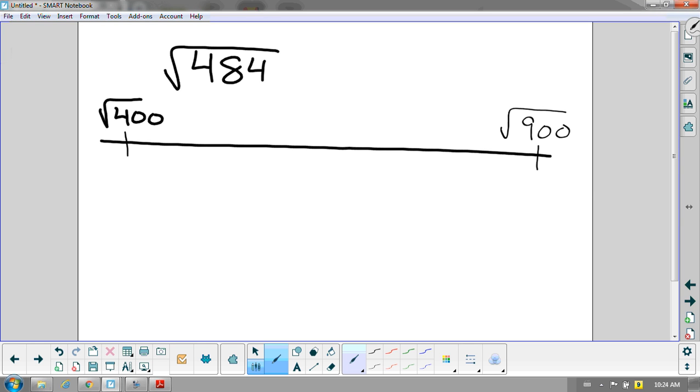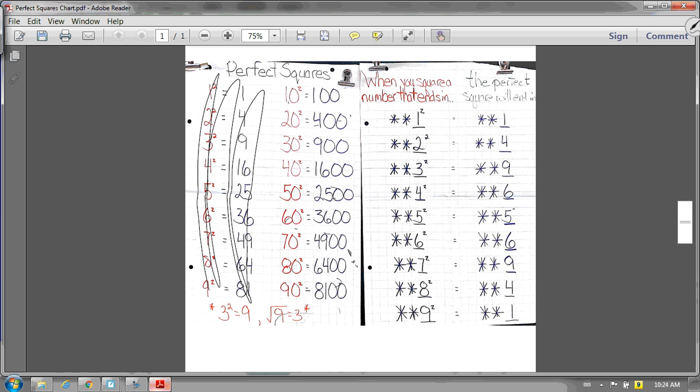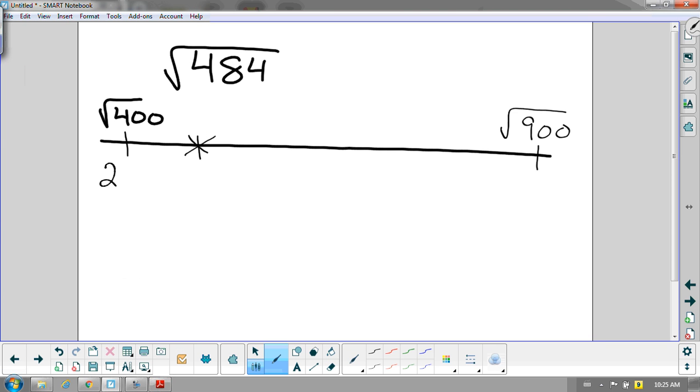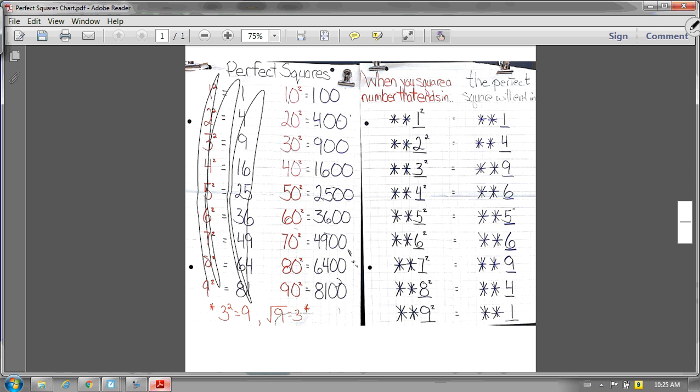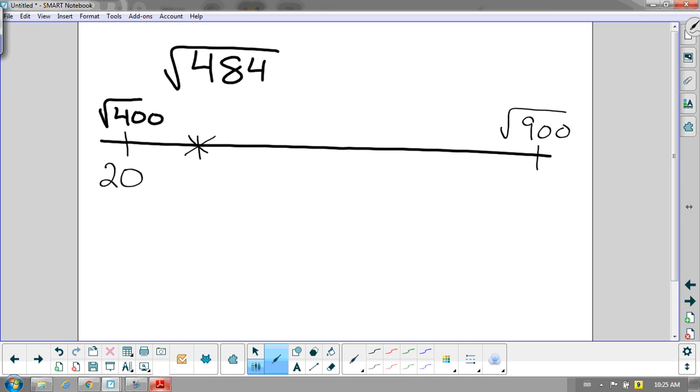Then think, 484 is pretty close to 400. So we're going to put a little mark there to tell us that that's about where 484 is. The next thing you have to think about, what is the square root of 400? If you're not sure, go back here. 20 squared is 400. So the square root of 400 is 20. Back to the chart. 30 squared is 900. So the square root of 900 is 30.